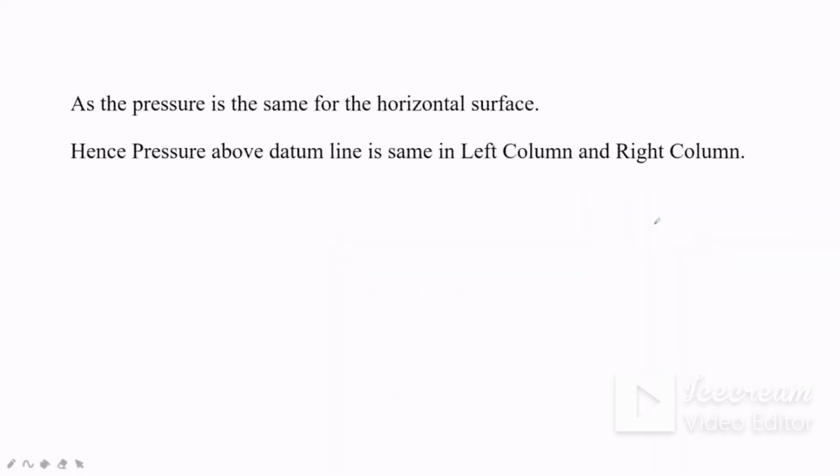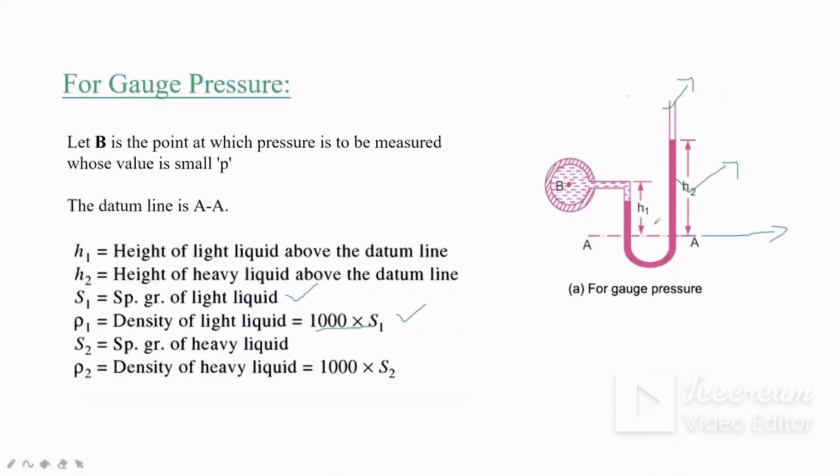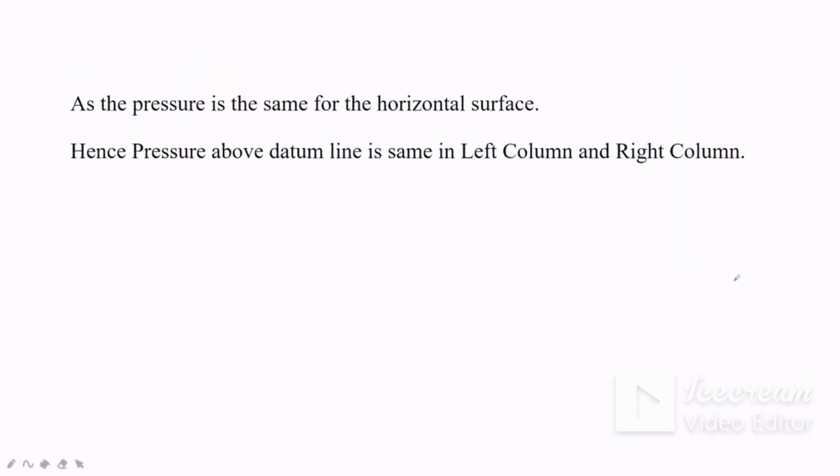Now, as the pressure is the same on a horizontal surface, we consider the datum A. Here also the same liquid, here also the same liquid, so the pressure will be the same. Hence the pressure above the datum line in the left column and the right column will be equal. So we can equate them: the pressure in the left column is equal to the pressure in the right column. Like that we can solve our problem.